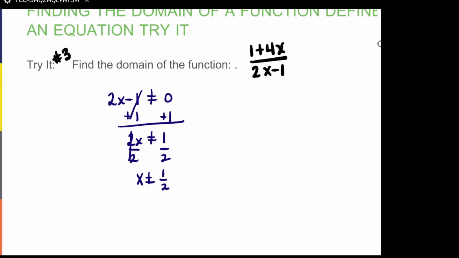And so just to clarify what's happening here, if I were to substitute 1/2 into this denominator, it doesn't matter what happens in the numerator, because in the denominator you get 0 if x is 1/2. And if you get 0, it's undefined. So what that means is I can't substitute in 1/2. So that means that x is all numbers except for 1/2. So it's all the numbers from negative infinity to 1/2, not including 1/2, union with all the numbers from 1/2 to infinity.